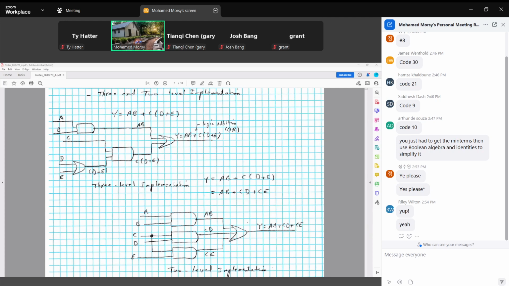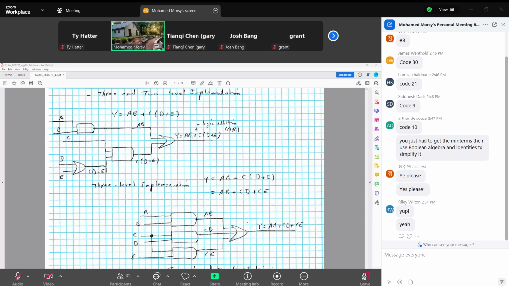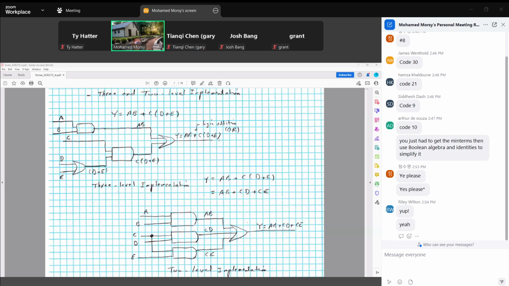So sum of product, as we mentioned, is the output of an OR gate, because we have logic addition between the terms here. So this means the output gate is an OR gate. Then we have AB plus C multiplied by D plus E. So this means one term is AB, so one input is AB. The other input is C multiplied by D plus E.